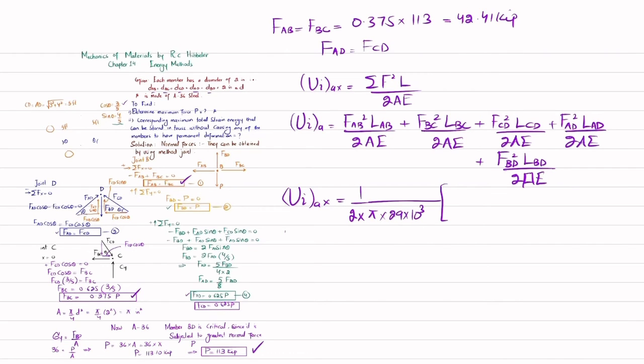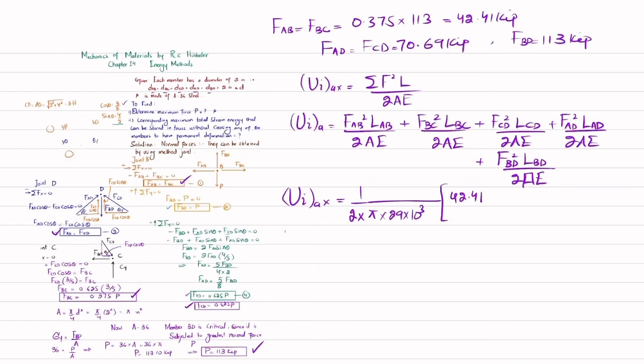You can see this is, and FCD is 0.625. So when you multiply P, you will get 70.69 kips. And the last one is FBD, which is equal to P, and that is 113 kips. Okay, so FAB is 42.41 kips.